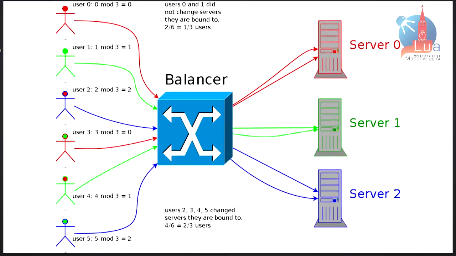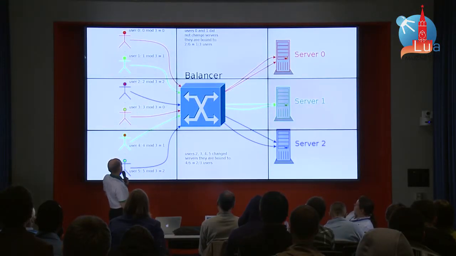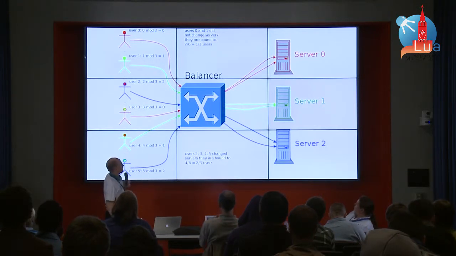Now, what happens if we add a third server? Users 0 and 1 remain at their old servers. They don't change. Obviously, two users, user 2 and user 5, should go to the newly added server 2. And that's okay. That's what we expect. And the problem is that user 3 and user 4 also change their servers. User 3 goes from server 0 to server 1, and user 4 vice versa.